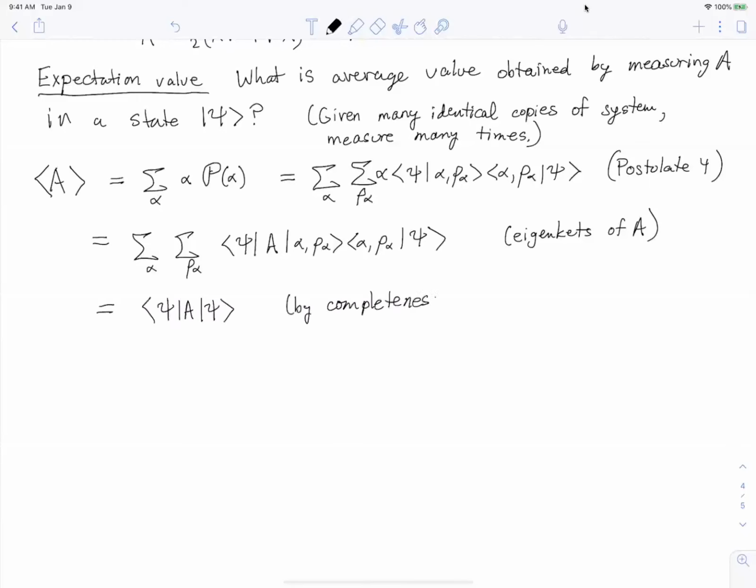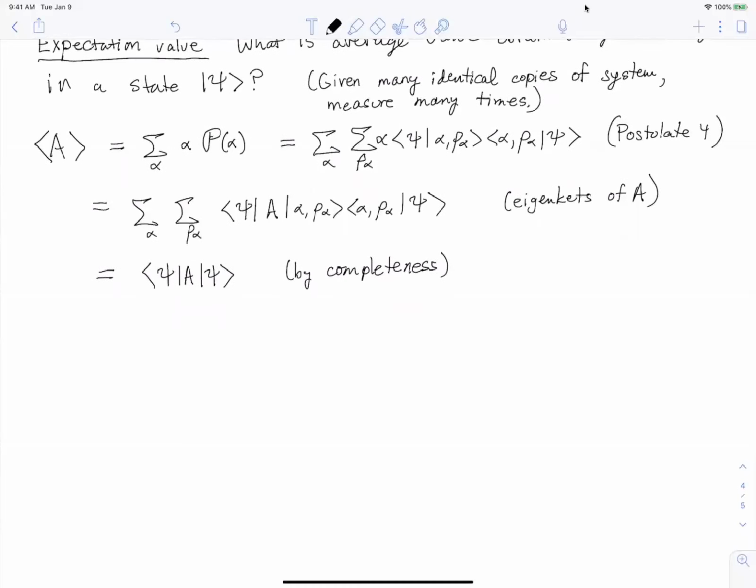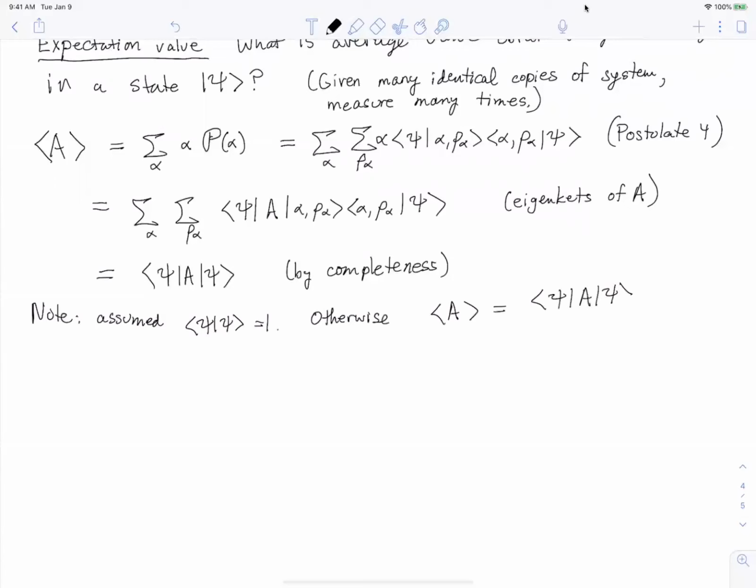And that's why it was important that the eigenkets of A really were a complete orthobasis and not just maybe some subset of an orthobasis. Okay, and so note, we have assumed in doing this that psi was normalized to 1. But again, that's optional. What if it wasn't normalized to 1? Otherwise, the expectation value of A would be defined to be psi A psi, that matrix element, divided by the norm squared.